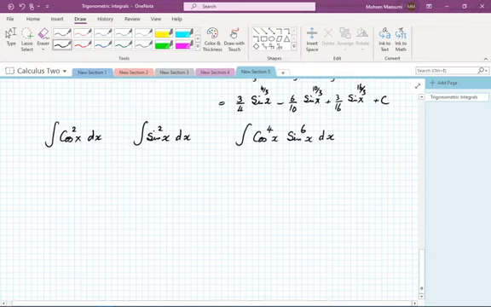So what is the approach here? The approach is a very basic, very important formula you know from your trigonometry classes, and that's the so-called double angle formula.